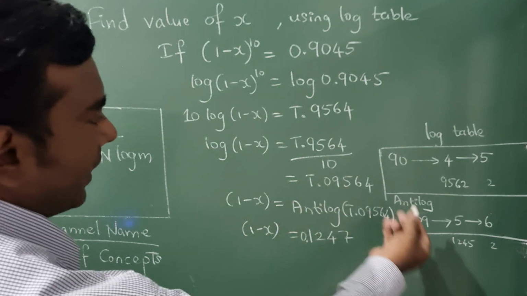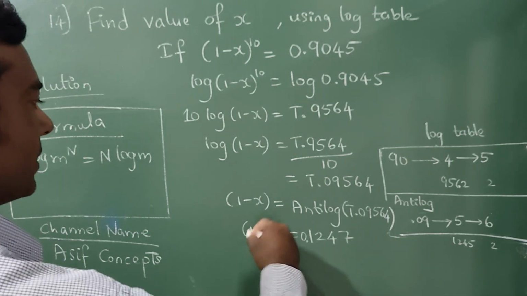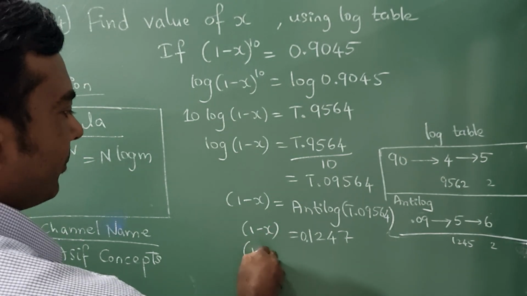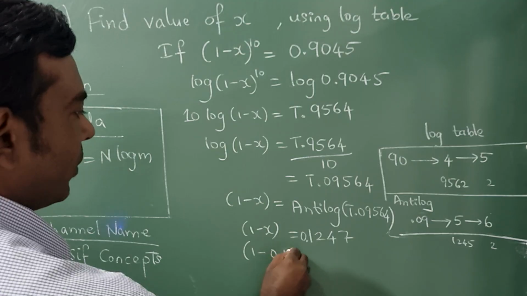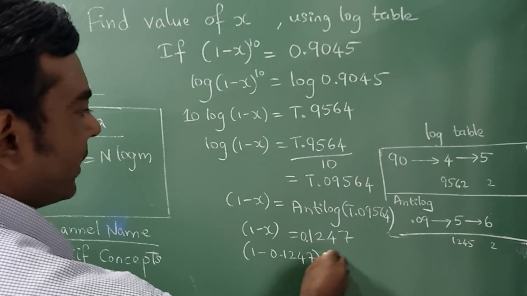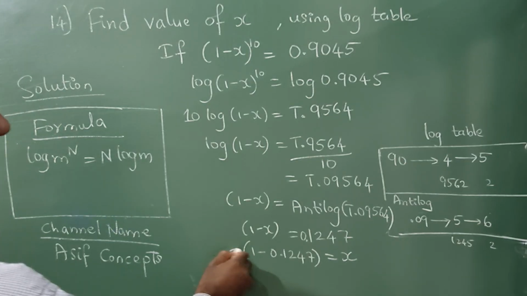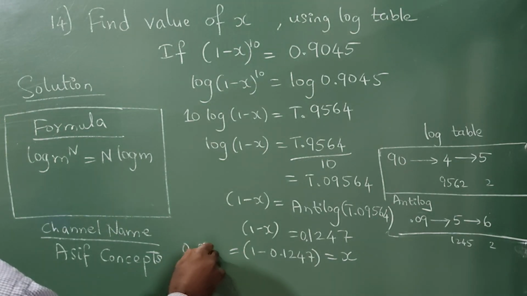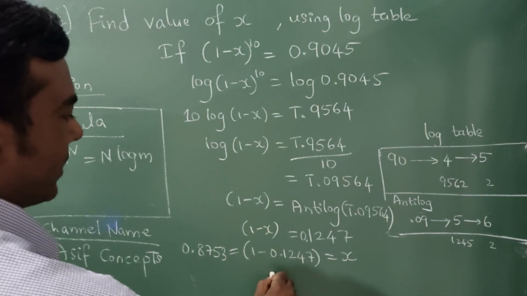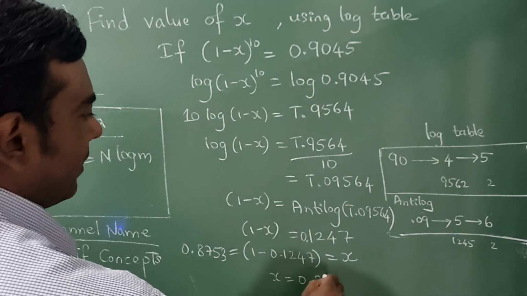Take this minus on the right hand side, it will become plus, and bring this to the left hand side, it will become minus. So 1 minus 0.1247 is equal to x. Subtract this using the calculator. So you will get 0.8753. So this is your x value and final answer.